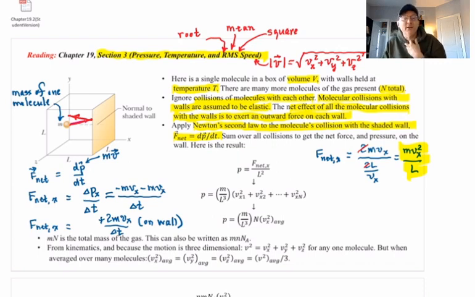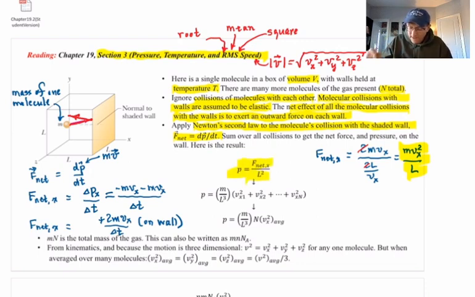Well, we've got a lot of molecules hitting that shaded wall, exerting a force like this one right here that I just worked out. And it's the net effect of all those molecular collisions that gives us a total net force on the shaded wall. And if I divide that total net force by the area of the shaded wall, I'll get the pressure on the shaded wall. And that's what we're going to do right here.